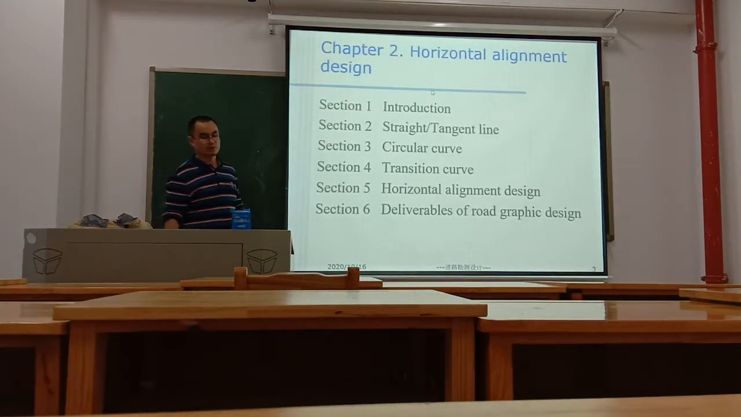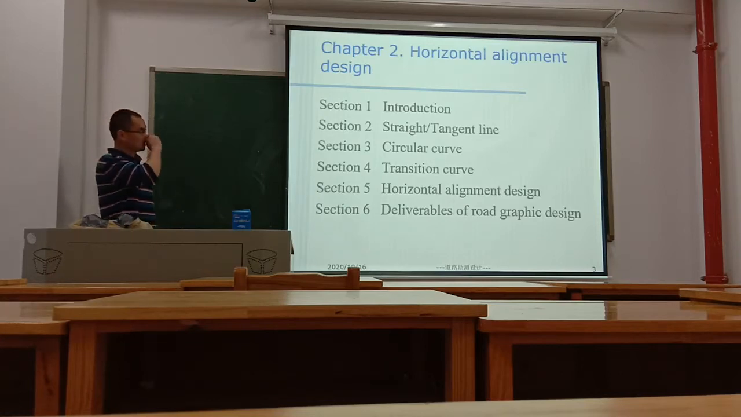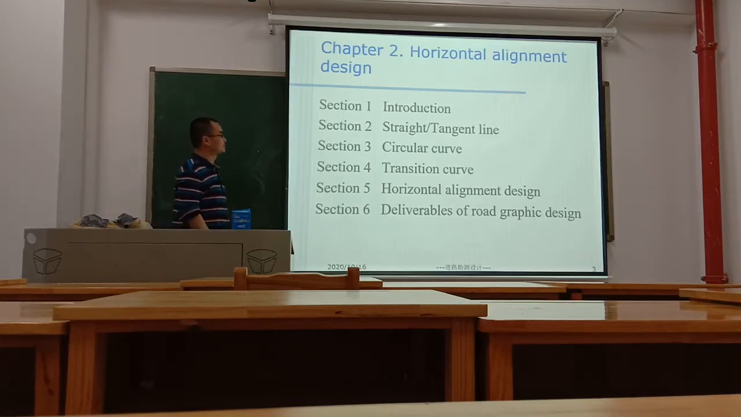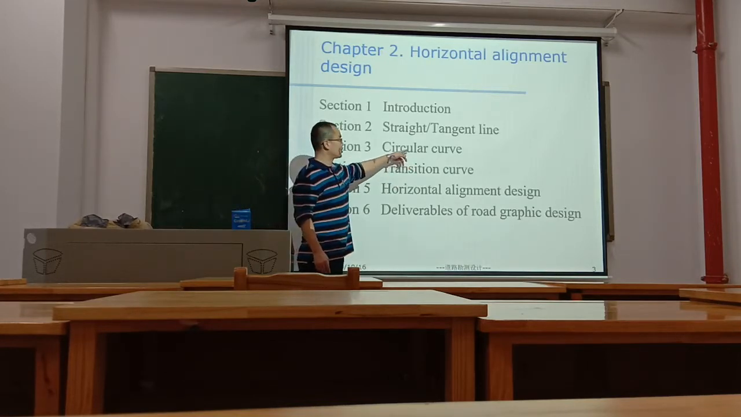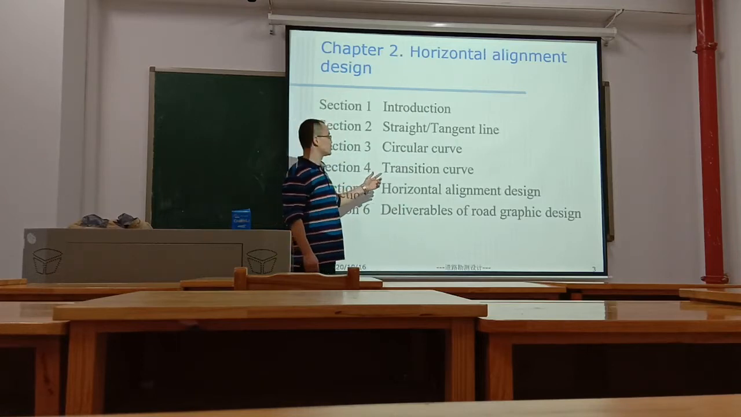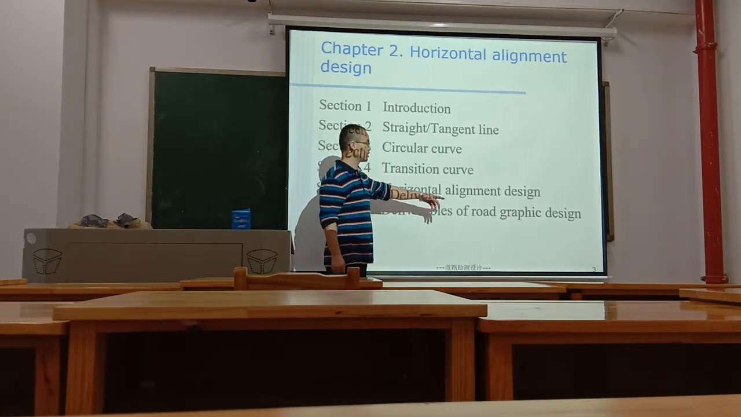This chapter, Chapter 2, is divided into 6 sections. Section 1, introduction. Section 2, straight tangent line. Section 3, circular curve. Section 4, transition curve. Section 5, horizontal alignment design. Section 6, deliverables of road graphic design.